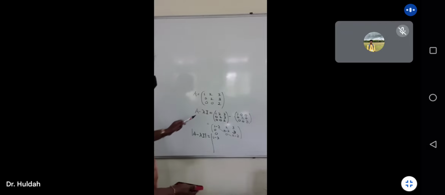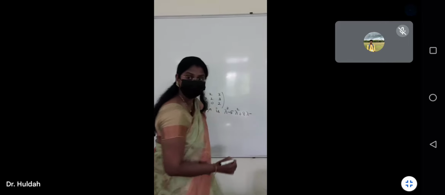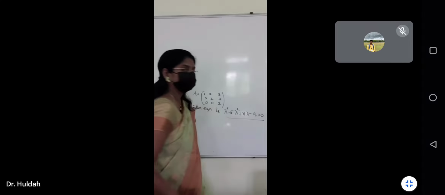Let's proceed further. For this particular matrix, we have got our characteristic equation. What is the characteristic equation? We got it last class. The characteristic equation is lambda cubed minus 5 lambda squared plus 8 lambda minus 4 equal to 0. This was the characteristic equation that we got.